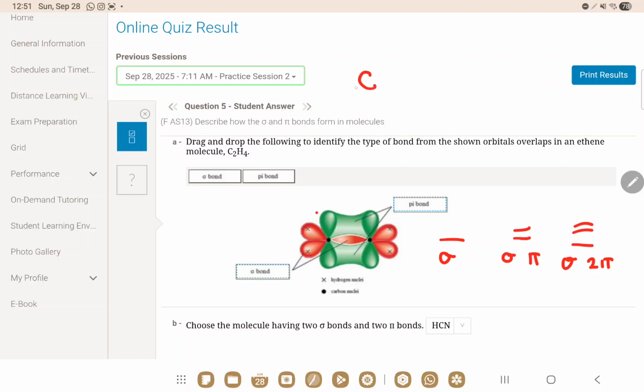Why? Because HCN, when you draw it out, this is how it's drawn. So you have 1 sigma, 2 sigma, and 2 pi. So these are the 2 sigma bonds and 2 pi bonds. The single bond, we said already it's sigma, and the triple bond has one sigma bond and these 2 are pi. So this is why. Moving on.